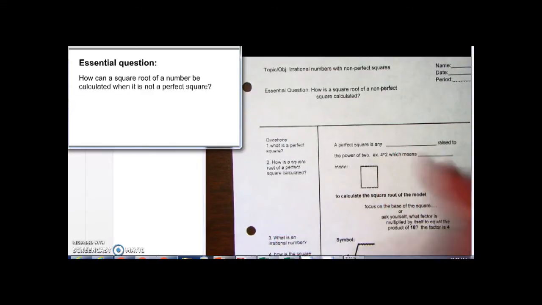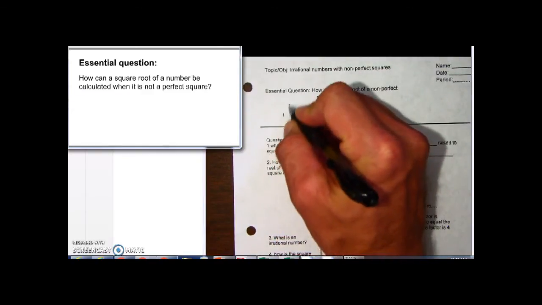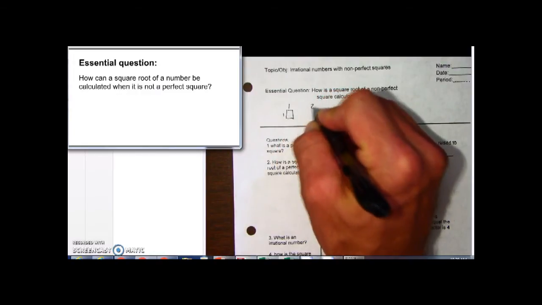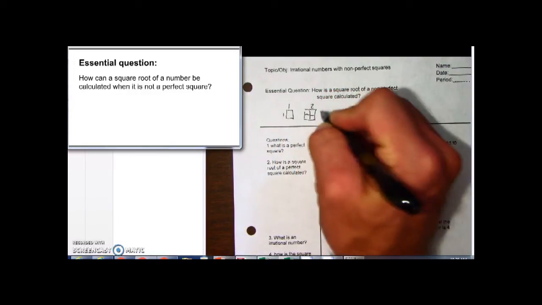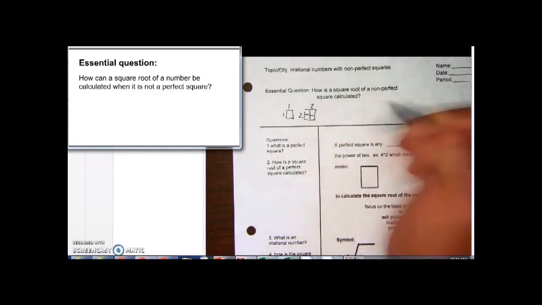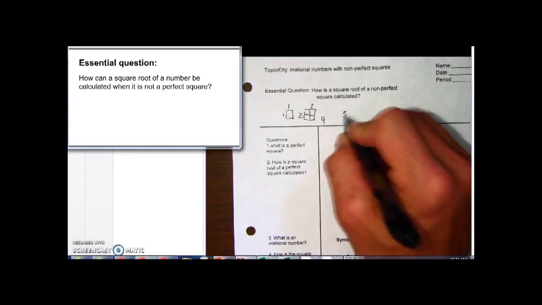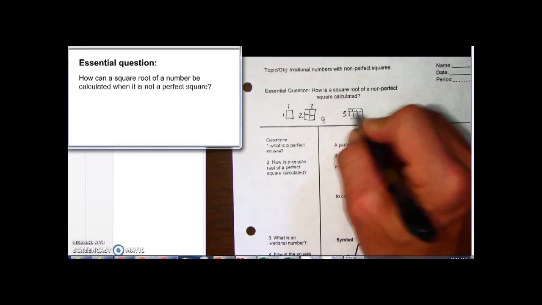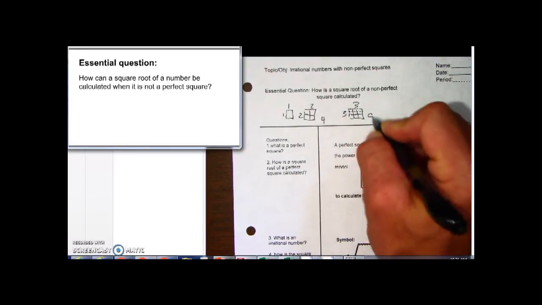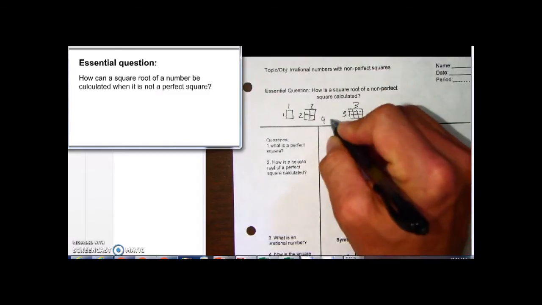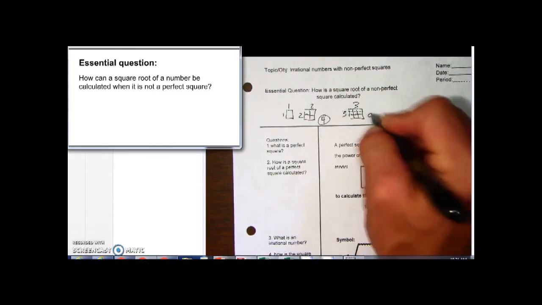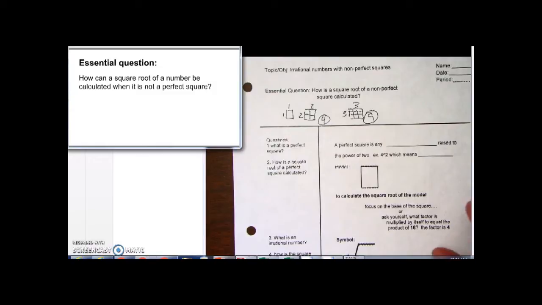So a perfect square is like 1 by 1, right? 2 by 2, right? So how many is 2 by 2? 4. But if you do 3 by 3, you get 9. Yes? So in between these numbers, 5, 6, 7, and 8, we're talking about the non-perfect squares. It's somewhere between 2 and 3. It's more than 2, but less than 3.